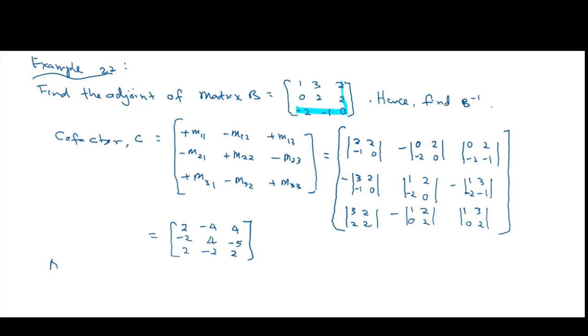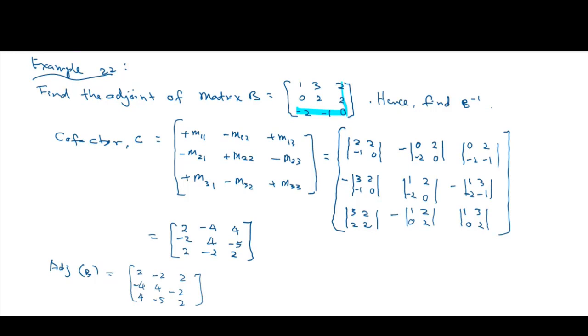Therefore, the adjoint of matrix B is equal to the transpose of the cofactor, that is 2, negative 2, 2, negative 4, 4, negative 2, and the last row will be 4, negative 5, 2. So this is adjoint. And then we are going to find the inverse of B. To find the inverse of B, we have to find the determinant.